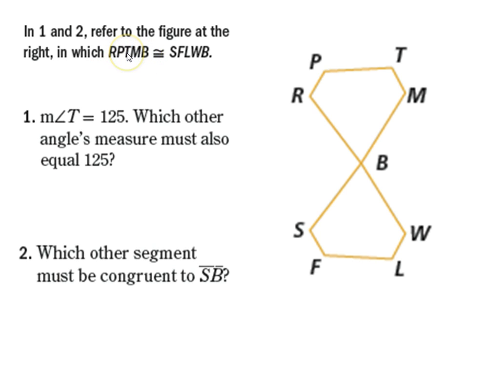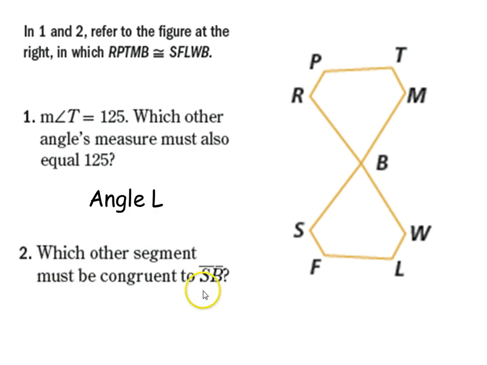If we look at the statement of the figure, RPTMB, T is the third vertex. In this figure, L is the third vertex. So T maps to L, and that's probably easier to see in the congruent statement than in the figure. So the angle that is also 125 degrees would be angle L. It looks like it, but that's not a great justification. F maybe looks like it too, but we can say with certainty that T and L are both 125 because they're in the same place in the congruent statement.